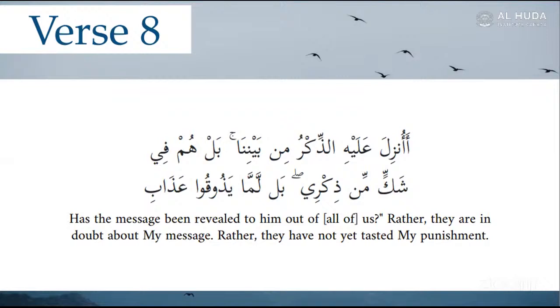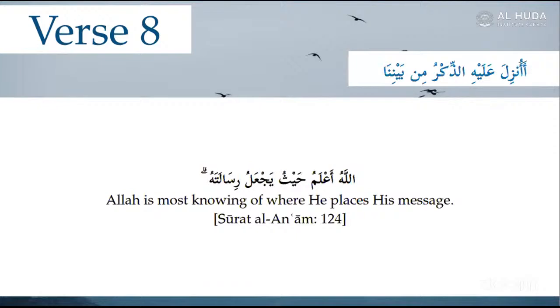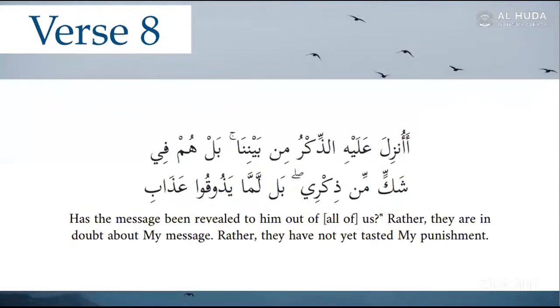And we learn in Surah Al-An'am, verse number 124, Allahu a'lamu haythu yaj'alu risalatah. Allah is most knowing of where He places His message. Bal hum fi shakkim min dhikri. Rather, they are in doubt about my message. Dhikri here again referring to Qur'an, my revelation. They have not believed in it, and so they're raising these objections. Because if they had believed in it, then they would have no problems with the bringer of the message.